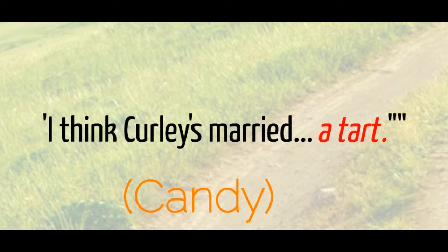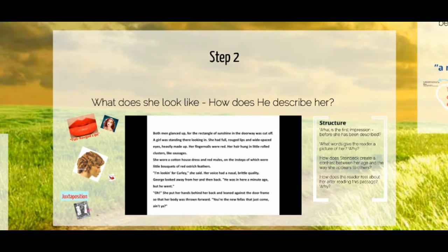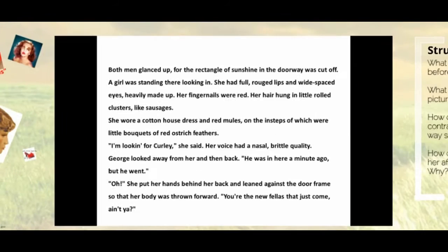So considering we've never seen this woman, this is a really strong statement. It's a very, very leading statement for the reader, so that we almost go along with these characters. So we're already thinking that this woman is going to be trouble before she even appears. So step 2 is looking at her first appearance and seeing what she looks like.